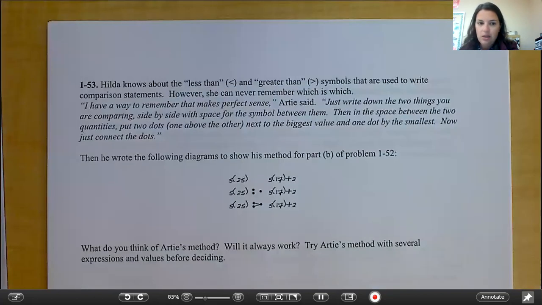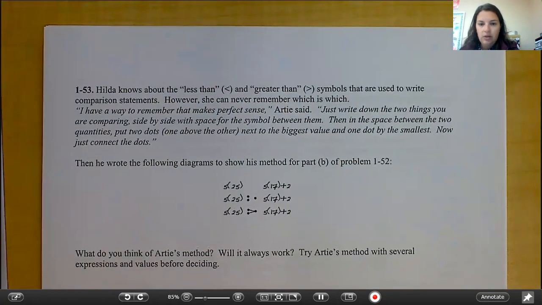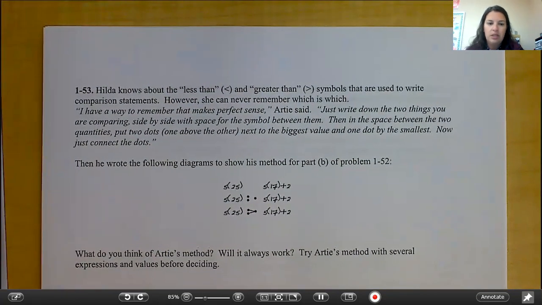Okay, if you're back with me, you're ready to move on to 153. Hilda knows about the less than and greater than symbols that are used to write comparison statements. However, she can never remember which is which. I have a way to remember that makes perfect sense, Artie said. Just write down the two things you are comparing side by side with space for the symbol in between them. Then in the space between the two quantities, put the dots, one above the other, next to the biggest value, and one dot by the smallest. Now just connect the dots. Then he wrote the following diagrams to show his method for part B of problem 152.